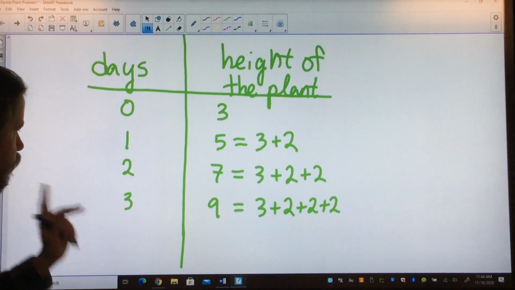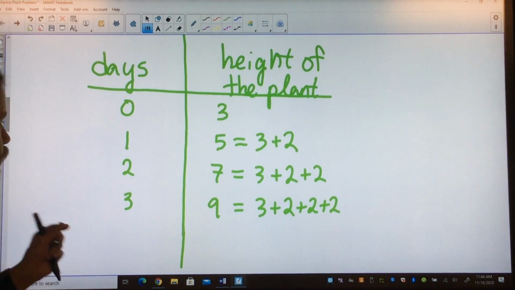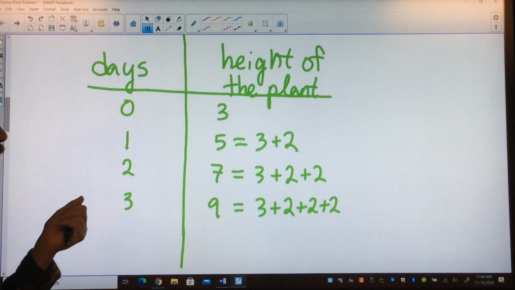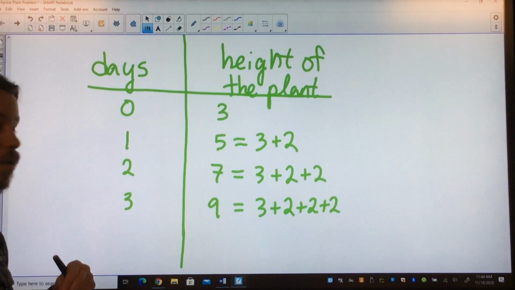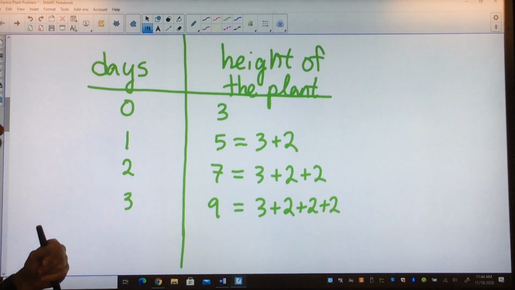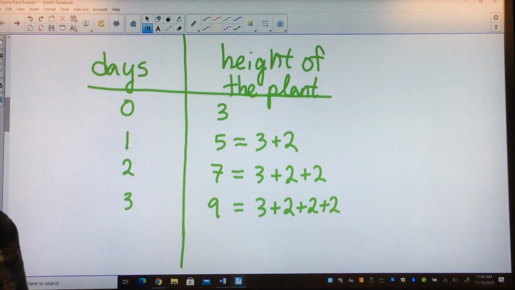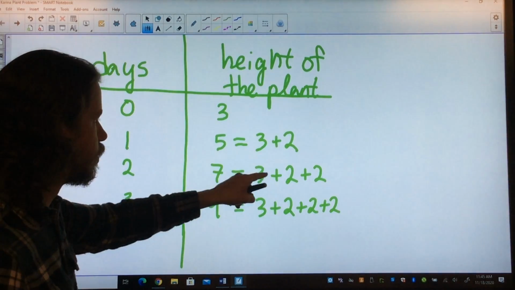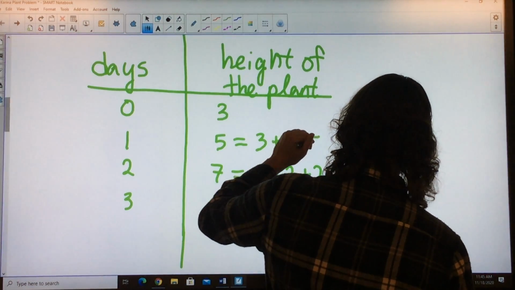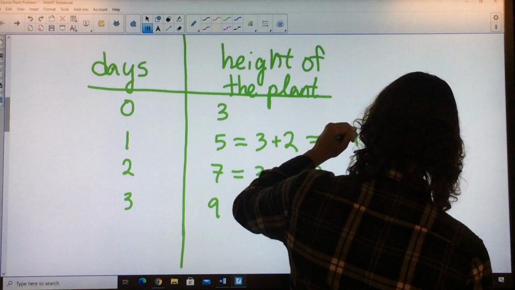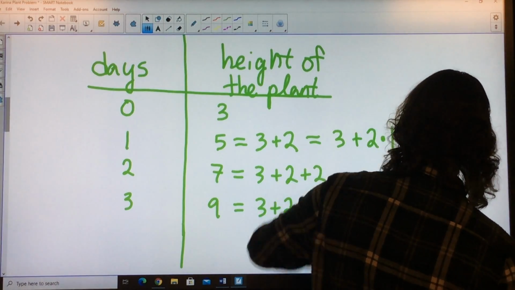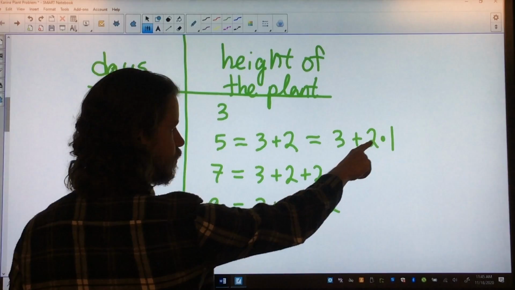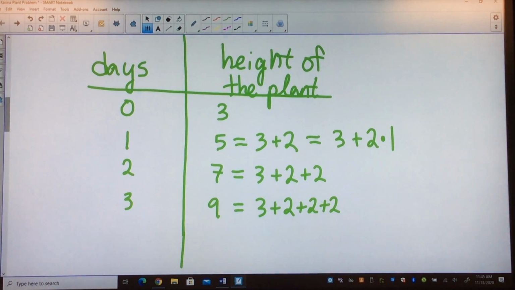Before we get to that point, let's use something we know from the past about repeated addition. A long time ago, you learned that repeated addition could be more succinctly described as multiplication. It can be written in a shorter way. So what do I mean by that? Well, on the first day, I could write this as 3 plus 2, but I could also write it as 3 plus 2 times 1, because I'm adding one set of 2. So you need to think of multiplication as being sets of.